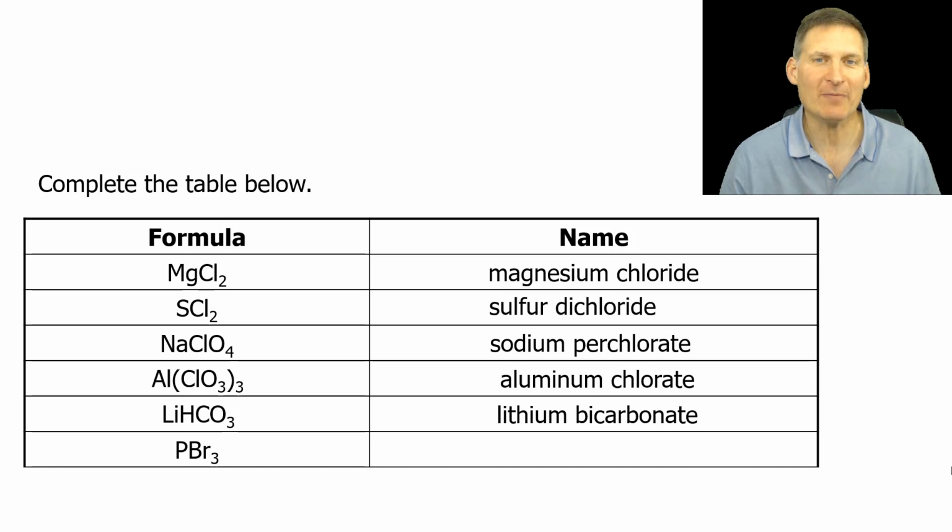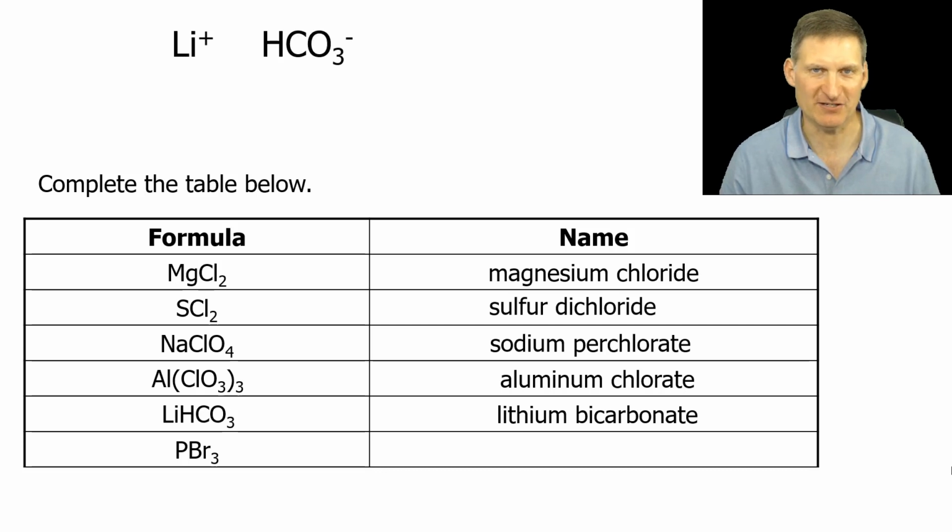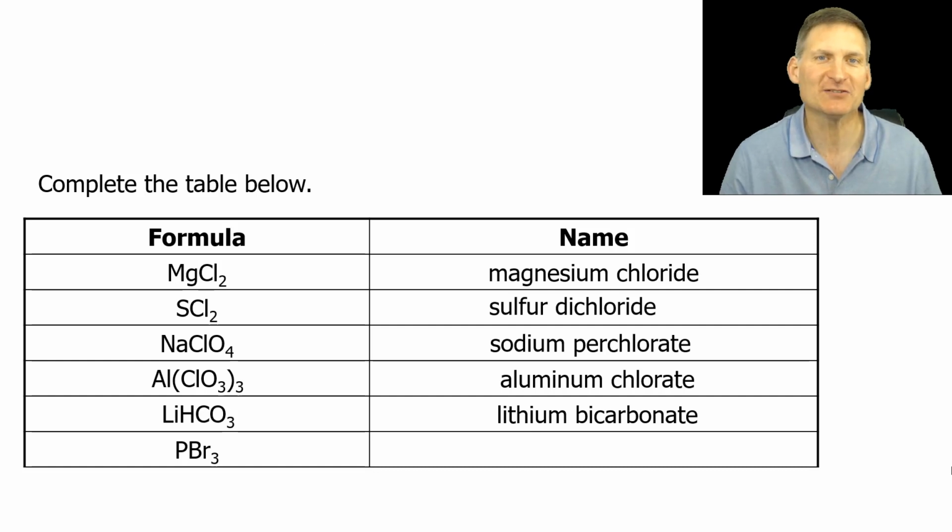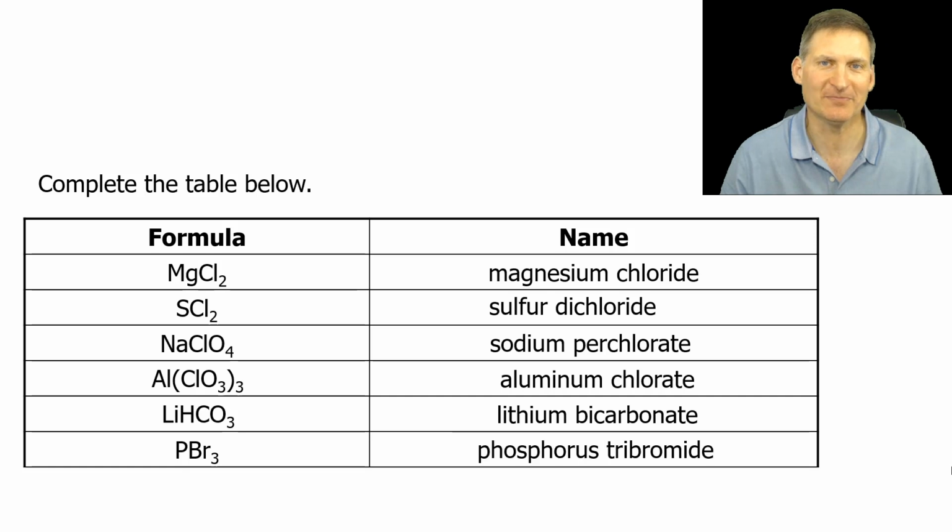For lithium bicarbonate, lithium is +1, being from group 1A, and the bicarbonate ion is a polyatomic ion that is HCO3 -1. You'd have to come up with that on your own. The +1 already cancels the -1, so you simply need one of each ion to give us the formula you see here. Finally, this last one has 2 nonmetals and is therefore molecular. That gives us phosphorus tribromide. Notice the prefix tri and the "ide" ending.